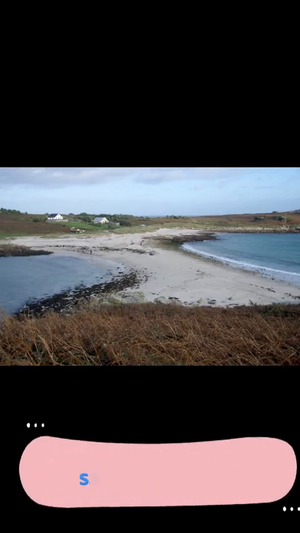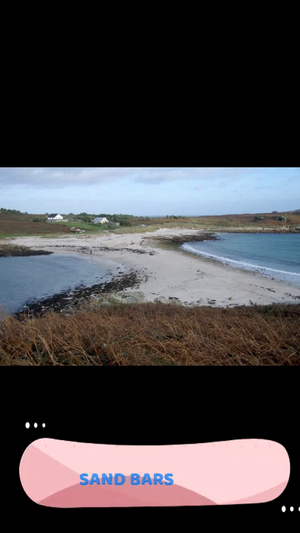After the beaches, next come sandbars. Sandbars are created when sand and gravel get deposited a little away from the coast. Are you ready to study another landform created by the sea waves? Now let us go to the lagoons.